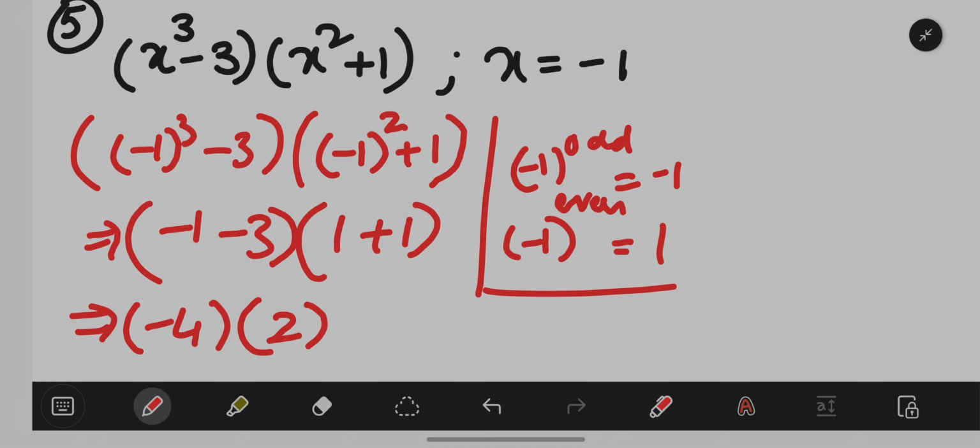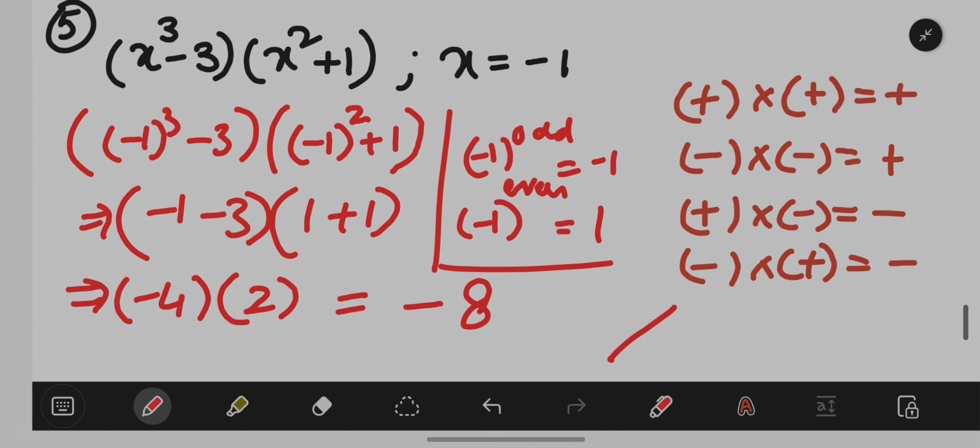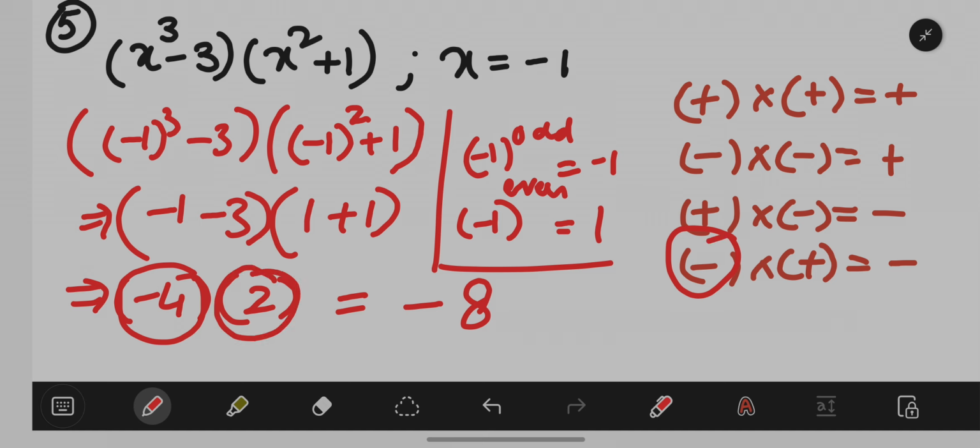Now continuing with our question. Minus 2 into 4 is minus 8, because in the previous video I have told you, right? This chart I have given in the previous videos. See here, this is a negative number multiplied with a positive number. So what is the resultant? A negative number. Okay, from this table.